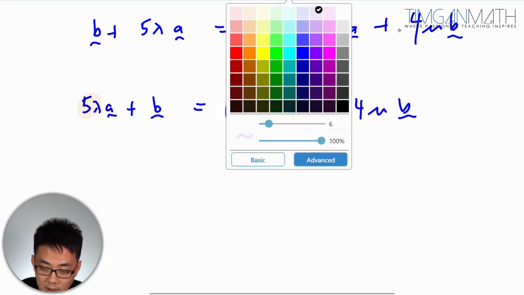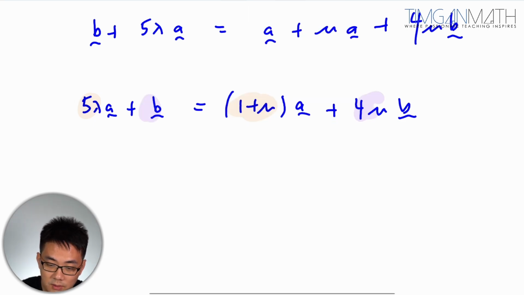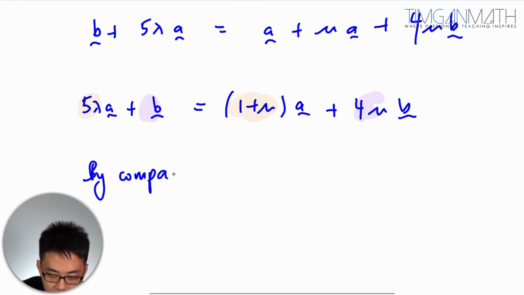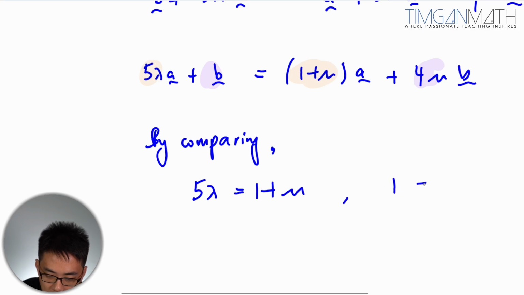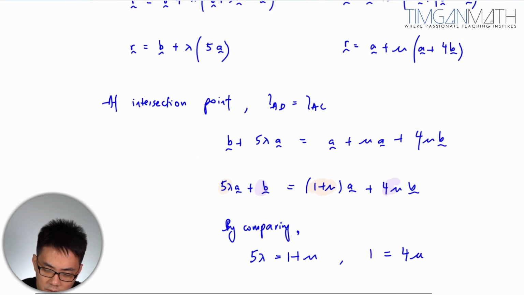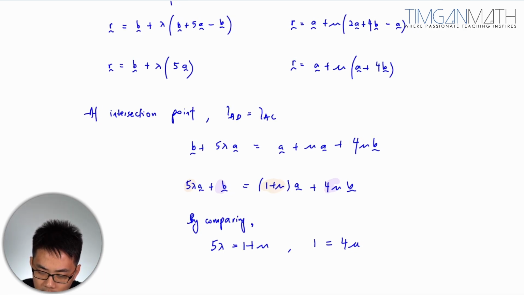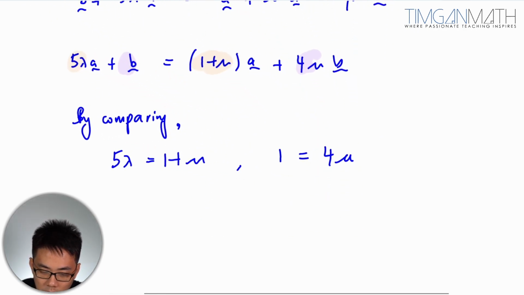Because they're non-parallel, this is equal to this one here. By comparing the coefficients of A and B, we get 5 lambda equals 1 minus mu, and 1 equals 4 mu. It's just B. So there you go.